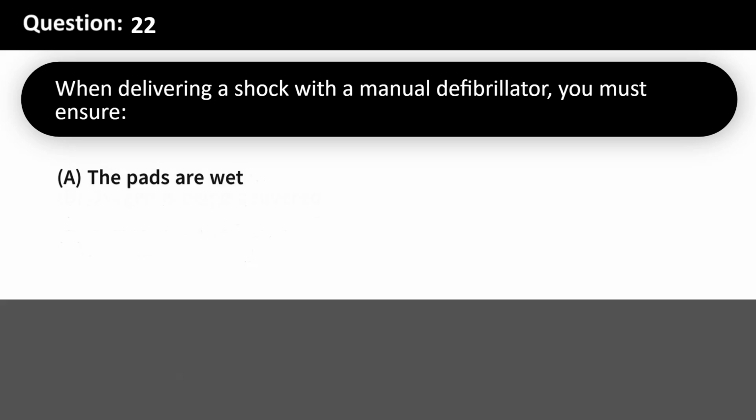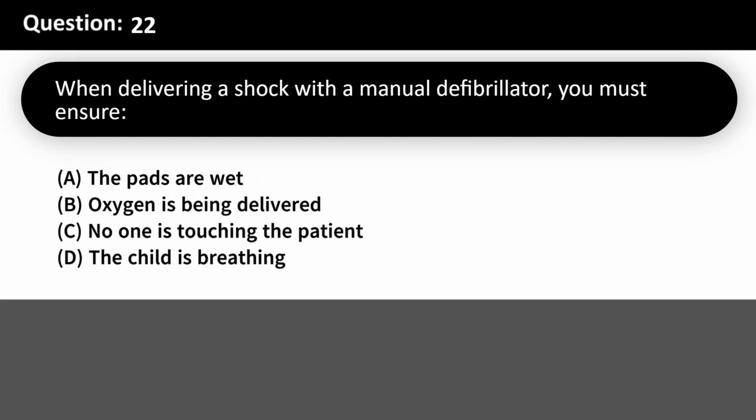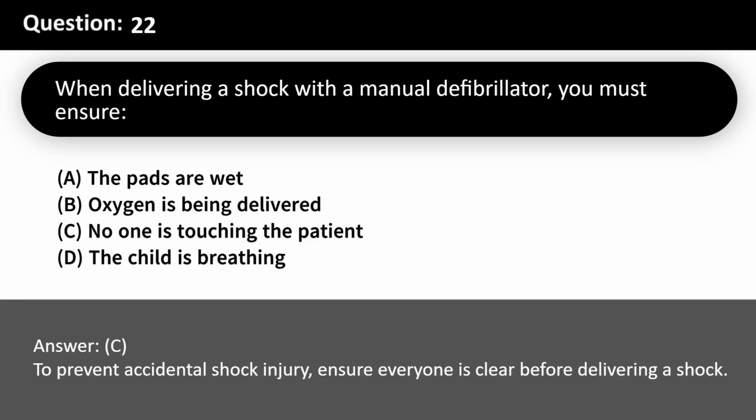When delivering a shock with a manual defibrillator, you must ensure: A. The pads are wet. B. Oxygen is being delivered. C. No one is touching the patient. D. The child is breathing. Answer: C. To prevent accidental shock injury, ensure everyone is clear before delivering a shock.